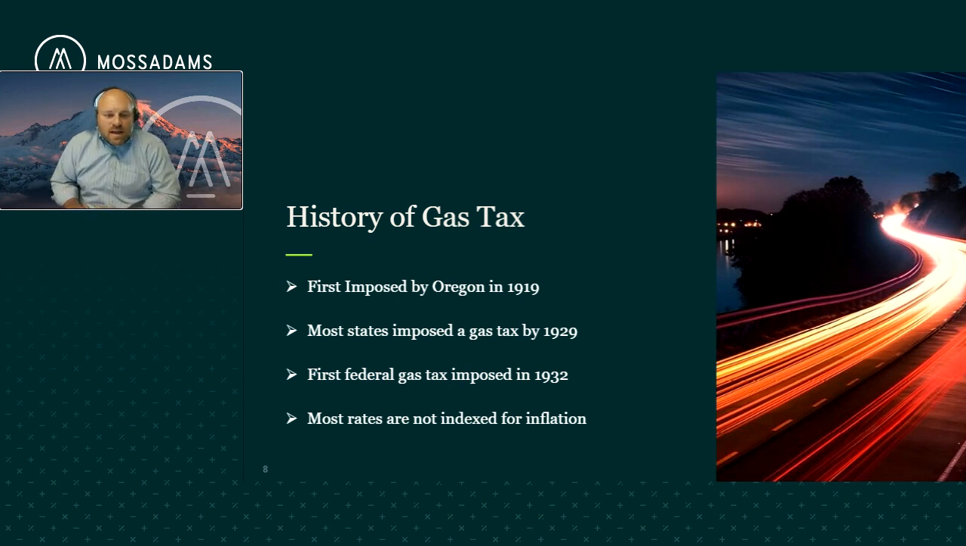By 1929, most of the states had imposed a tax of some kind on gas, and then the first federal gas tax came in 1932. And again, thinking about what was going on in 1932, we were coming out of the Great Depression. We had spent a bunch of money on infrastructure projects to get the country back up and running, and the federal government needed money to cover those expenditures, and so they threw the federal gas tax in there. Interesting thing about this is that most of the rates at the federal level, and most of the states, are not indexed for inflation. We'll touch on what that's leading to as we move forward and get to today's world and what that looks like.